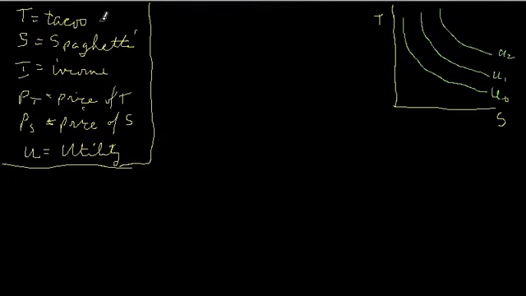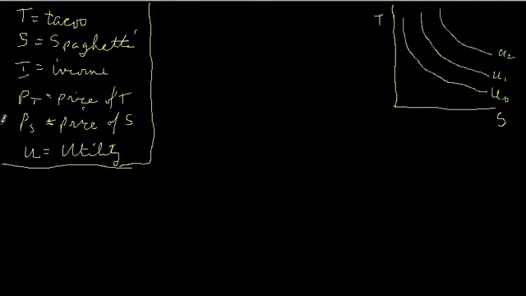T is the quantity of tacos, so we're going to be assuming that there are two goods that the consumers can buy, so we can use two-dimensional graphs to convey almost everything. S is the quantity of spaghetti, so the consumer wants to find out the quantities of tacos and spaghetti to buy. I is the consumer's income per unit time, per week, or per month. P subscript T, PT, is the price of tacos. PS is the price of spaghetti. And U denotes the value of utility in the utility function.